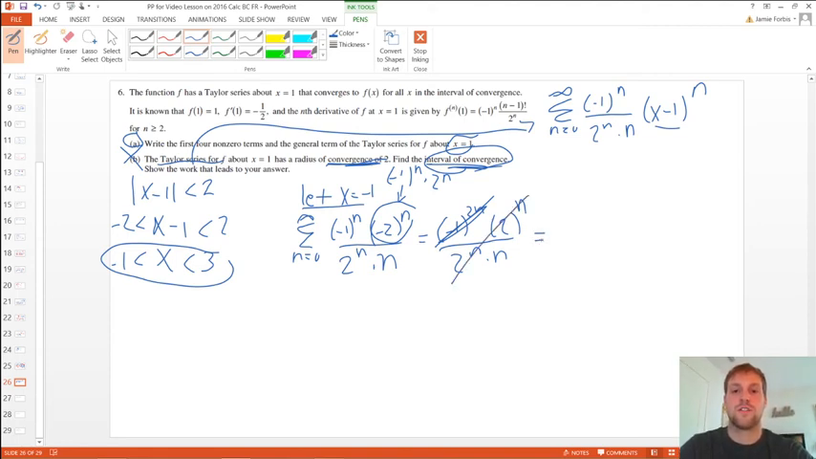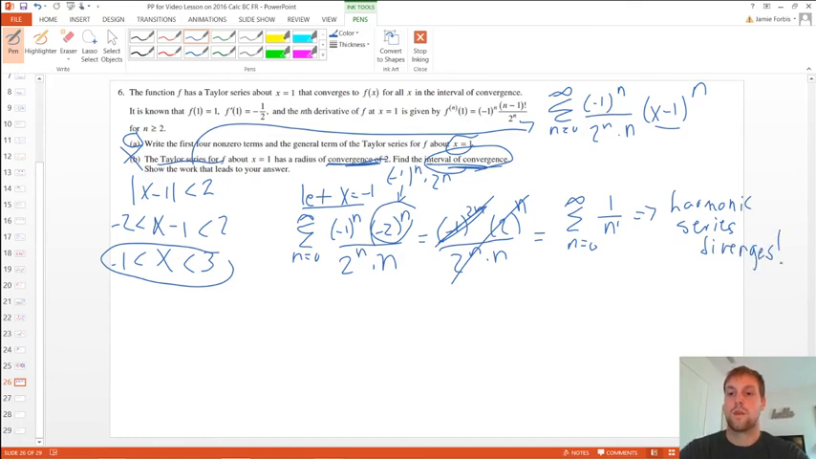So what this simplifies to is the summation n equals 0 to infinity of 1 over n, which we know is the harmonic series. And based off of p-series and harmonic series, with p being a power of 1 here, we know that the harmonic series diverges. So I'm going to say harmonic series diverges. So negative 1 is not included in the interval.